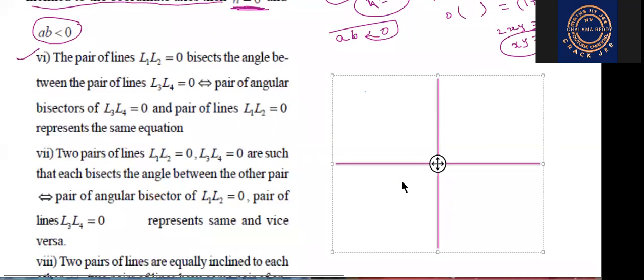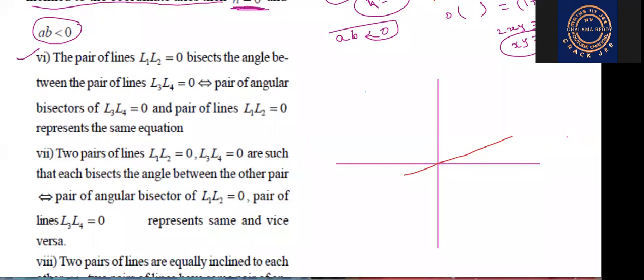This is the coordinate system. First draw one pair of lines. This is line 1, L1. Another one, this is L2. The product of these two gives one pair of lines. Next, one more. This is L3 is equal to 0. Now this is L4 is equal to 0.